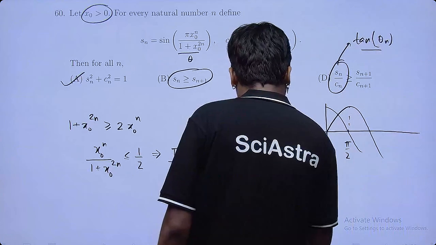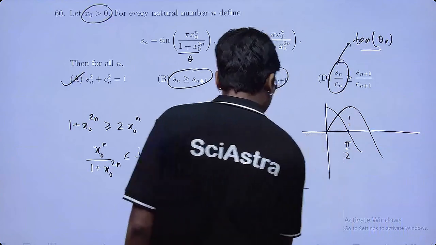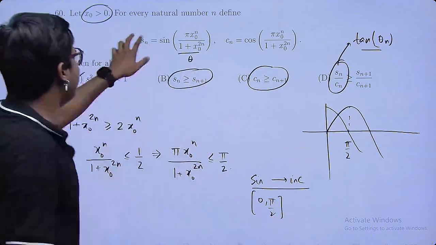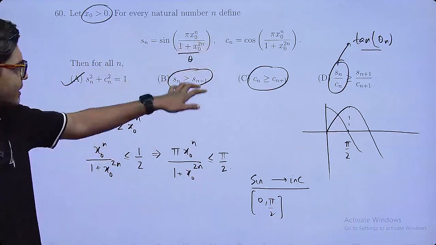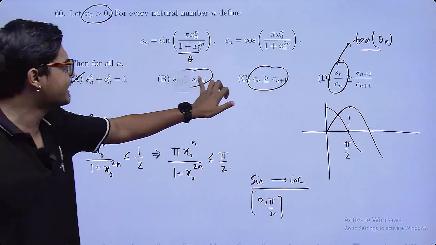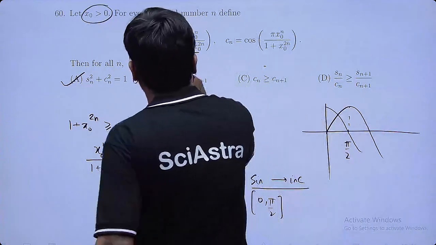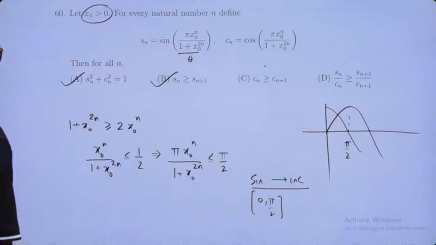Sine is an increasing function in the first quadrant, from 0 to pi by 2. Which means if the value of your theta decreases, sine is going to decrease, right? So sine n is going to be greater than or equal to sine of n plus 1. Okay? So that's the first one. So this is true.